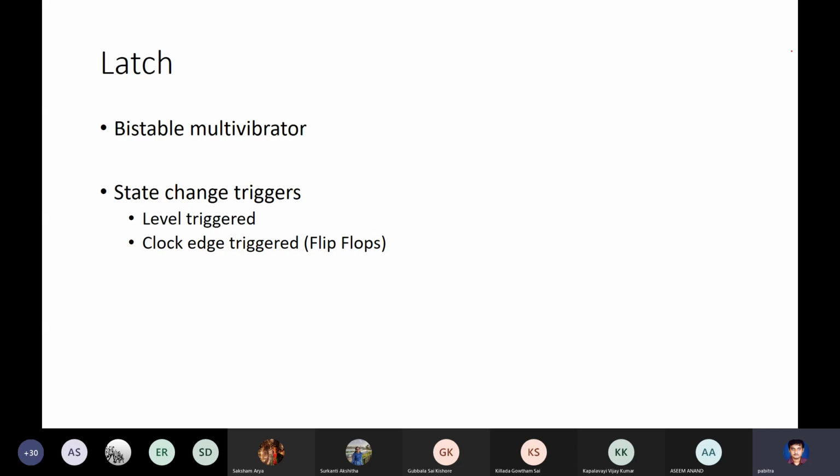So what we'll see is that every level triggered latch can be augmented with a little bit of extra circuit to make it a clock triggered latch or a flip-flop. So we'll call a level triggered latch just a latch and a clock triggered latch a flip-flop. So every latch has an equivalent flip-flop version with some additional circuit.